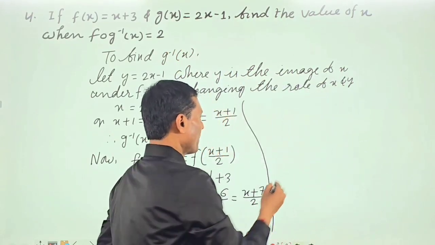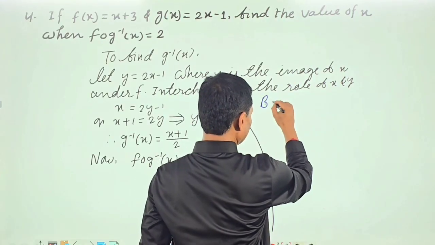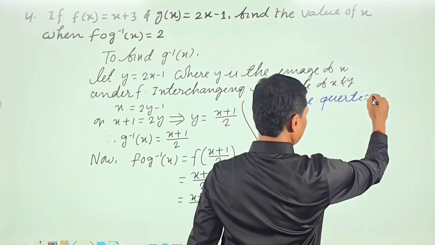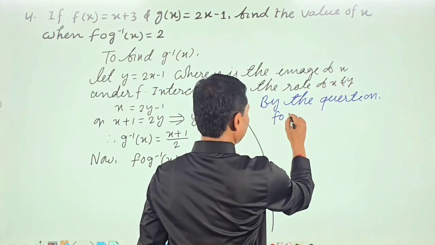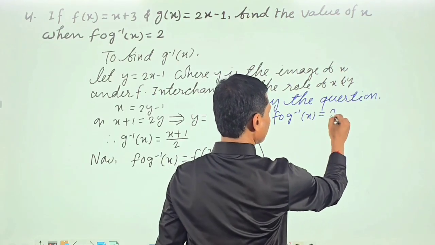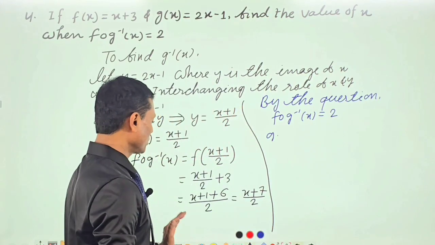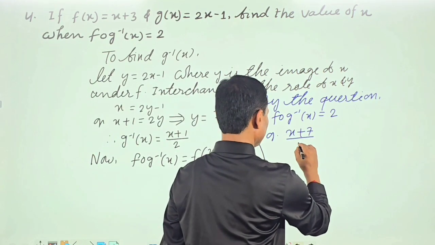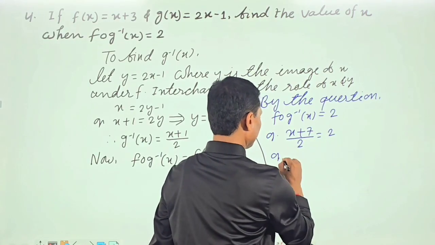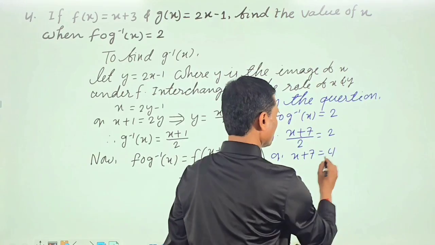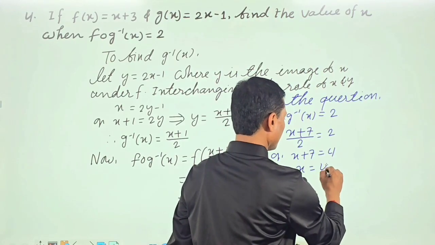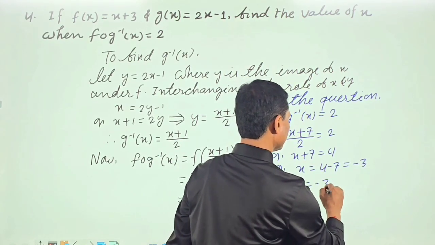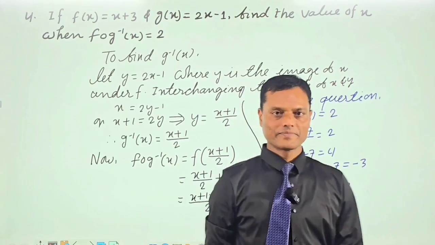By the question, you have to write here f o g inverse x equals 2, and recently you have already found the value of f o g inverse x, that is (x plus 7) by 2 equals 2. From here, x plus 7 equals 4, cross multiplication, so x equals 4 minus 7, that is minus 3. So the value of x equals minus 3 is our answer, isn't it?